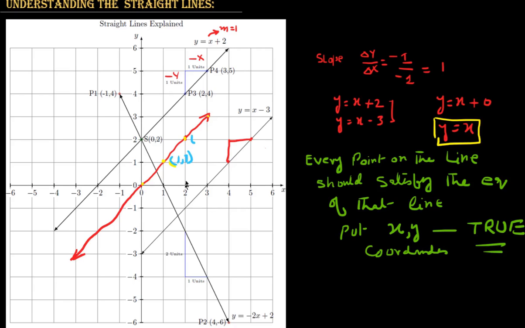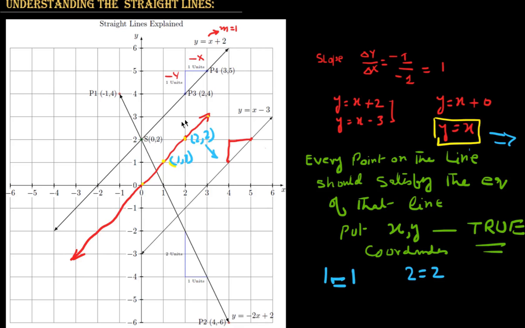This is 2 in the x, 2 in the y, 2, 2. So all those points which are on y equals x have the same x and y coordinates. Therefore, if I put the x coordinate of this point in this equation, x is 1, y is 1. If I put the coordinates of this point, x is 2, y is 2. So all those points on this line will have the same x and y coordinates.